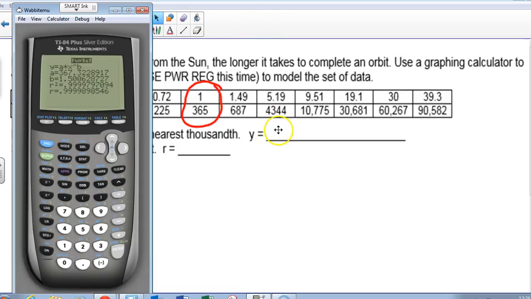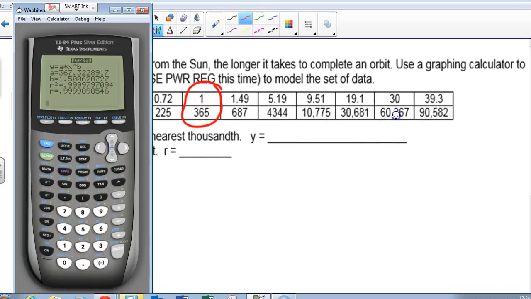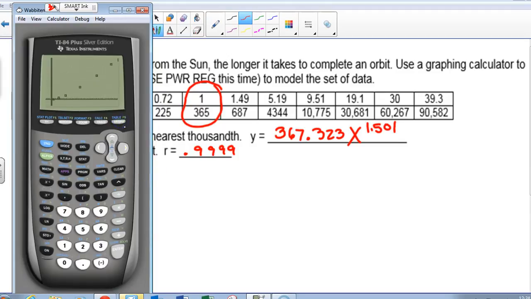All right. So for power, did anybody else get these same numbers, or have I messed something up? 367 point something. Yay, that's what I have. X to the power of 1.501, maybe, if I round to thousandths. And R is 0.9999, something crazy. I just got 1. Yeah, you can put 1, but it's an excellent fit. If you saved it, you can now go to the graph, and it hits every dot. Okay?